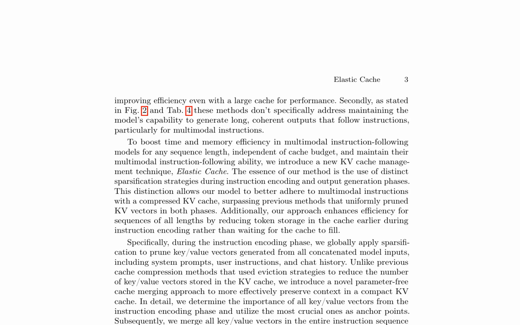During instruction encoding, the method determines the importance of all key-value vectors and utilizes the most crucial ones as anchor points. Subsequently, it merges all key-value vectors in the entire instruction sequence with their nearest anchor point, adopting a layer-wise merging policy. This approach allows for an arbitrary acceleration ratio by controlling the proportion of anchors in the cache merging process.